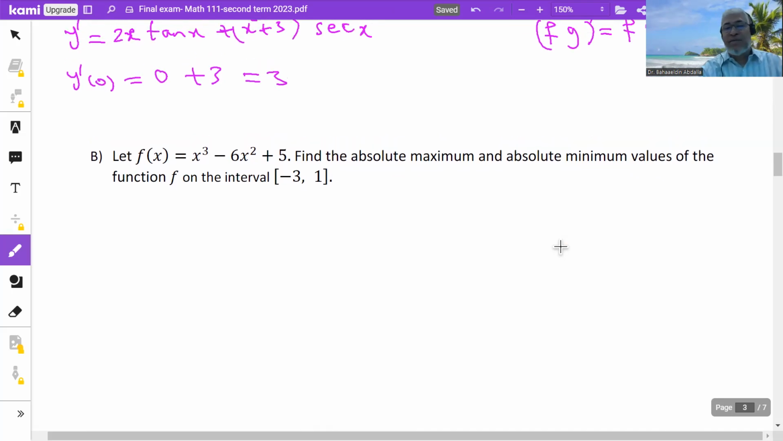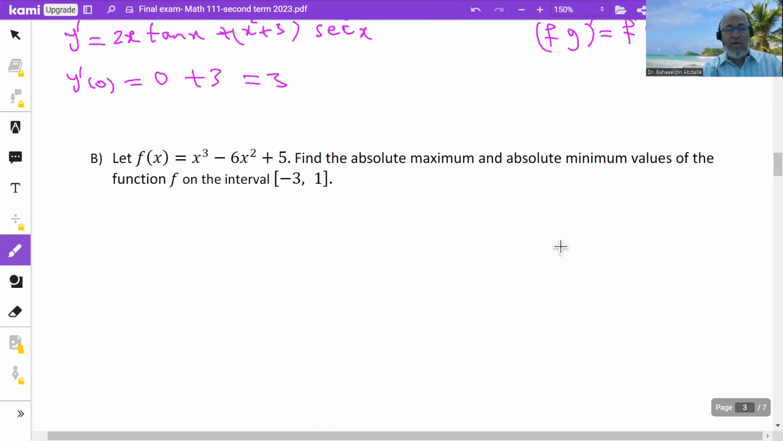Find the absolute maximum and absolute minimum value of the function f on this interval. There is a procedure to find the absolute maximum and absolute minimum. We need to find the critical numbers inside this interval first. So let us find the derivative. To find the critical numbers, we need to find the derivative. And the derivative is 3x squared minus 2 times 6, 12x, and the derivative of 5 is 0.